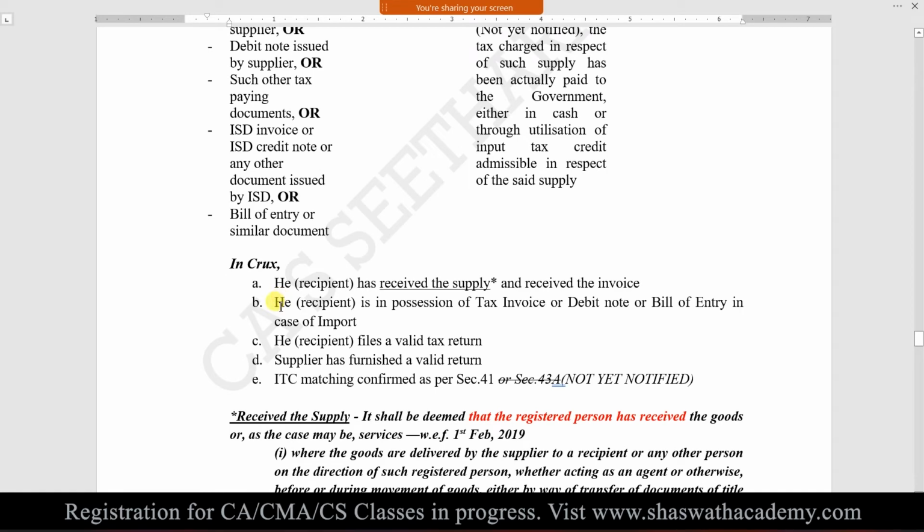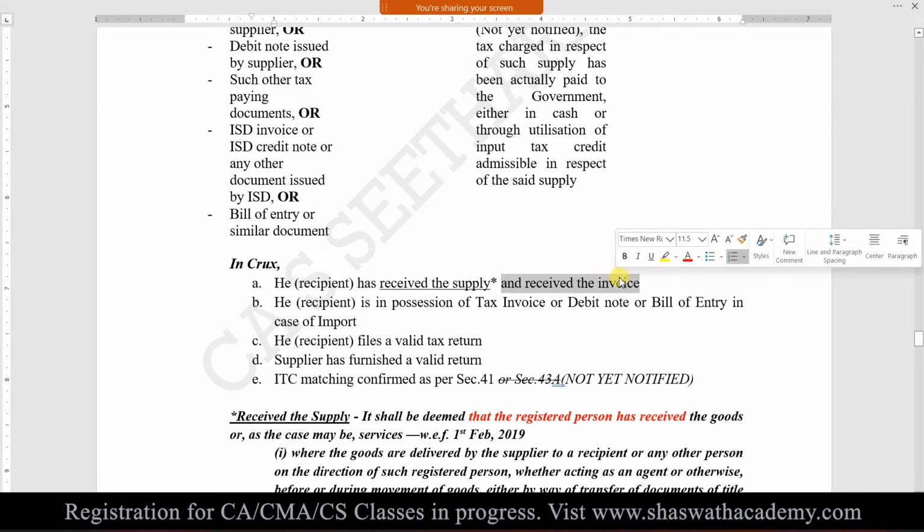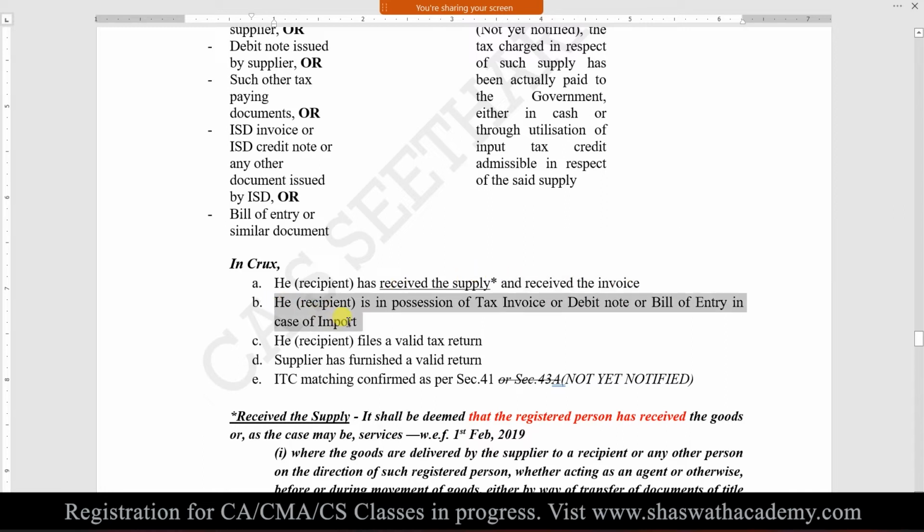Next condition. He, the recipient, is in possession of the tax invoice or debit note or bill of entry. That means you should possess and keep it. It is not simply that you receive it, you should also keep it in your record. Sir, I have lost the invoice, sir. Credit is also lost. Invoice lost, credit lost. Right, my dear?